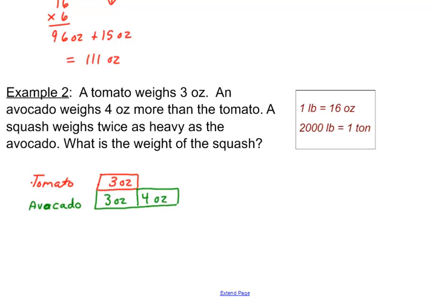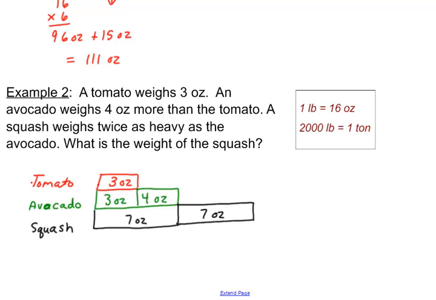Alright, so I did my first sentence. A squash weighs twice as heavy as the avocado. So now I'm going to talk about a squash. Now it's going to be twice as big as the avocado. So if the avocado is this big, then we just want to double it. So the squash will be that big. Well, first of all, 3 ounces plus 4 ounces is 7 ounces. So this will be 7 ounces as well.